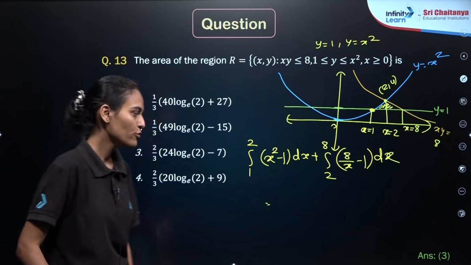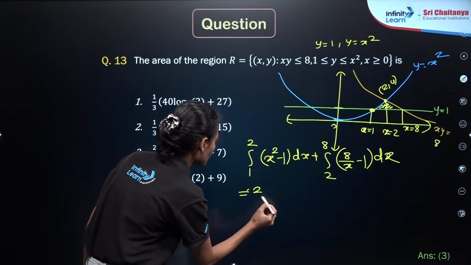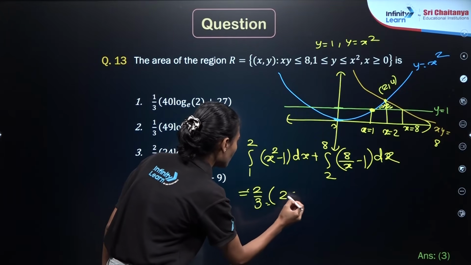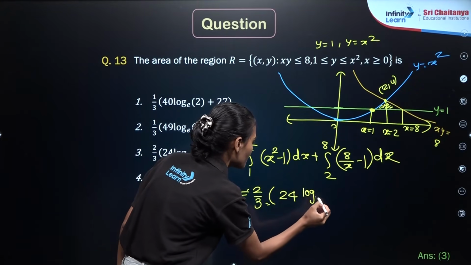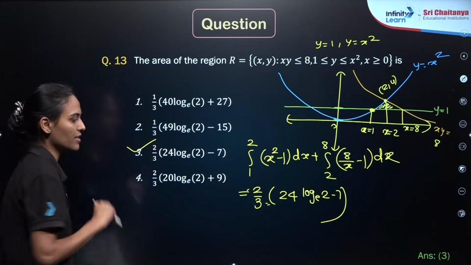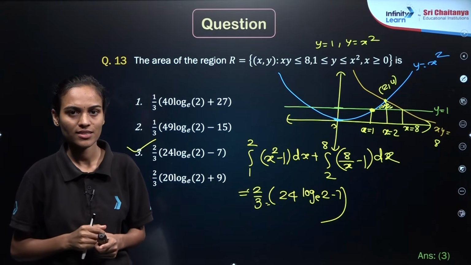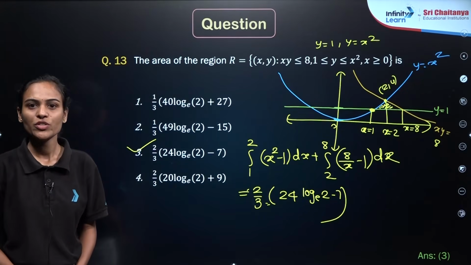Simple integration. If you solve this, you will get the answer as 2 by 3, 24 log 2 minus 7. So students, here option 3 is correct, right? So in this way you can calculate your area under the given region. Now let us take students question number 14.